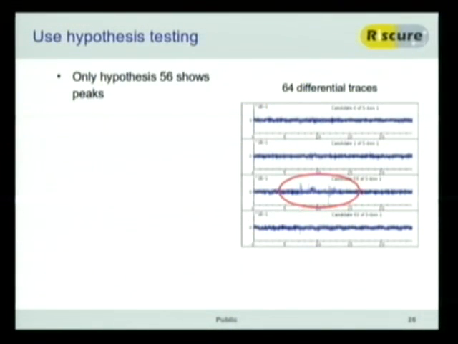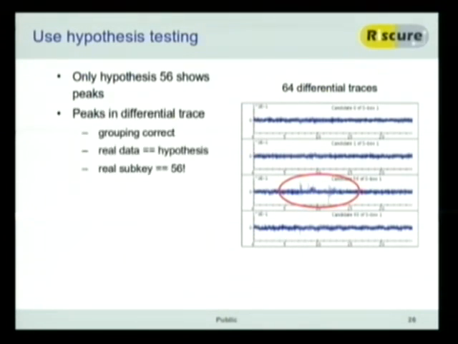What we see is that there's actually one key candidate where we see these peaks. Now, what does this mean? If we see peaks, that means that we've done the grouping correct in the differential trace. And if we've done the grouping correct in the differential trace, that means that the real data actually must match our hypothesis, which means that we know the subkey for this.